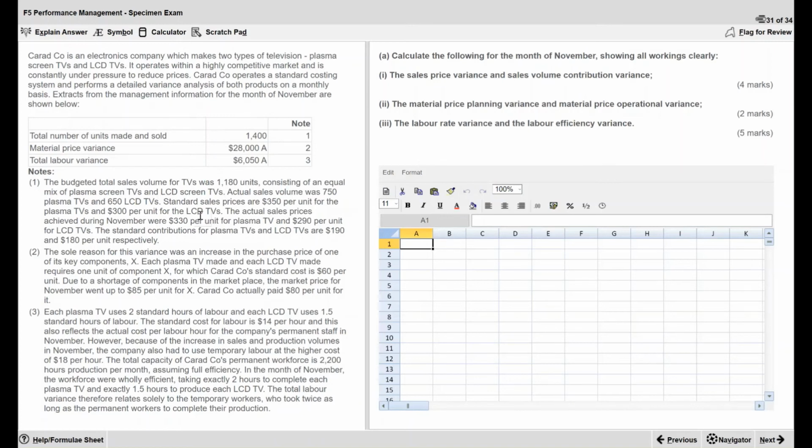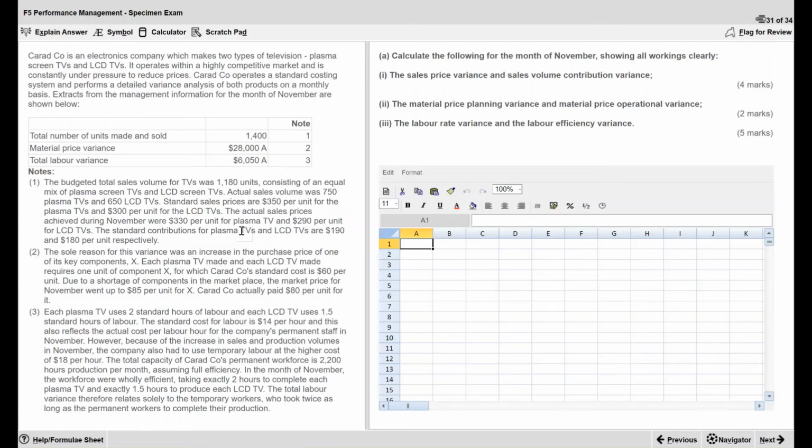The budgeted total sales volume for TVs was 1180 units, consisting of an equal mix of plasma screen TVs and LCD TVs. Actual sales volume was 750 plasma TVs and 650 LCD TVs. Standard sales prices are 350 per unit for the plasma TVs and 300 per unit for LCD TVs. The actual sales prices achieved during November was 330 per unit for plasma TVs and 290 per unit for LCD TVs. The standard contribution for plasma TVs and LCD TVs are 190 and 180 per unit respectively.